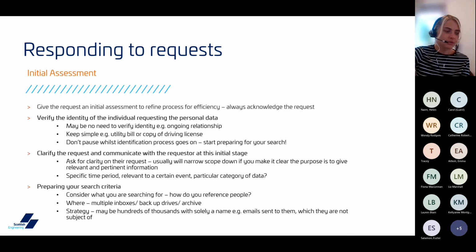But if it's not someone you deal with a lot, and you don't fit under that category and you need to get some identification, keep it simple would be my advice there. It has to be something proportionate that you're asking them for. So something like a utility bill that's got their name and address, or a copy of their driving licence.